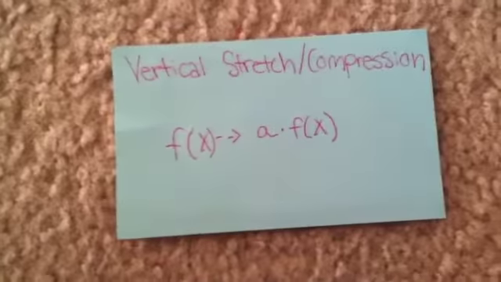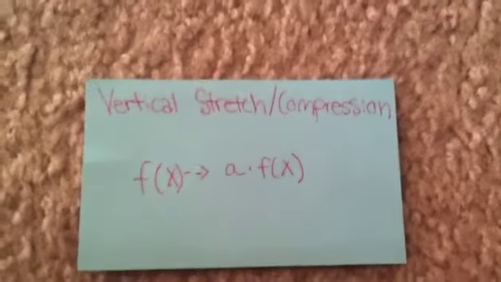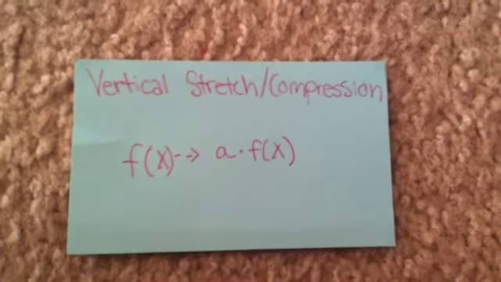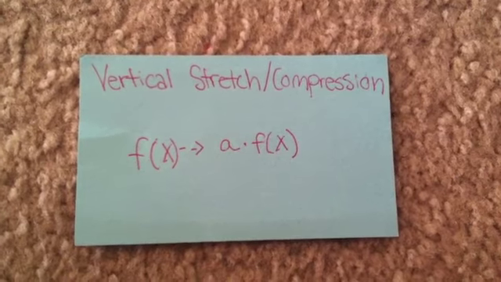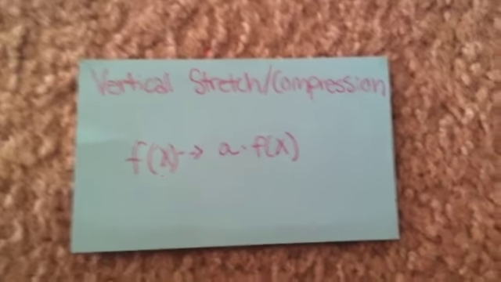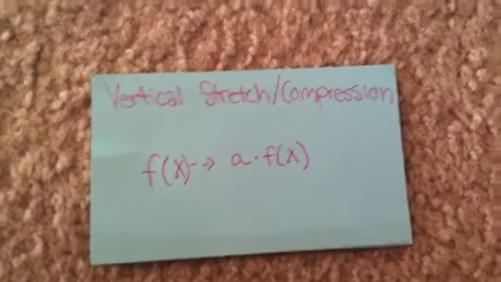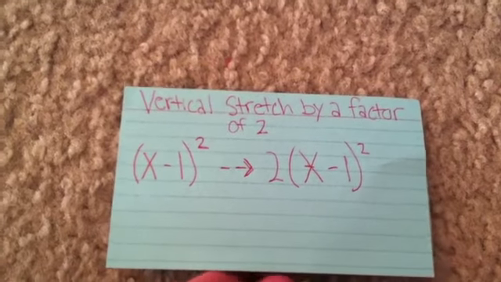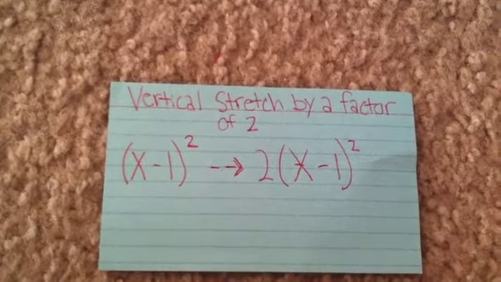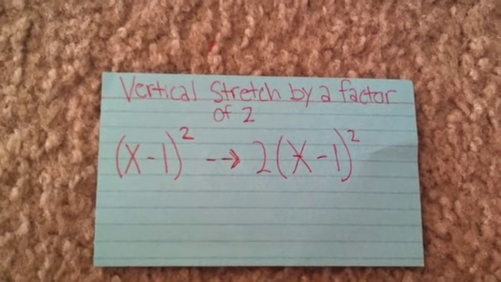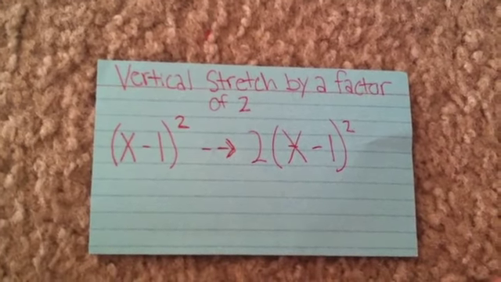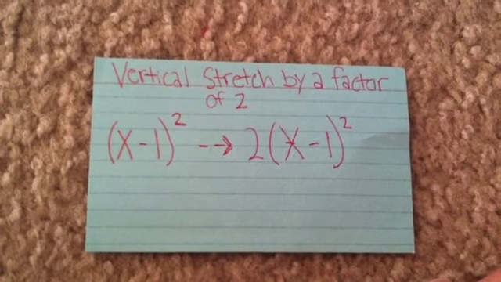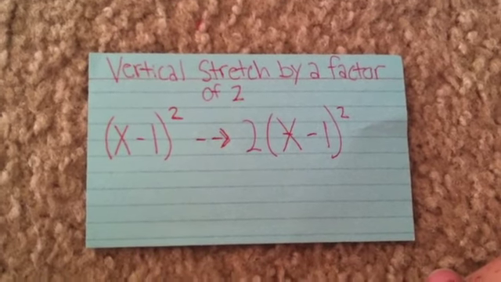Okay, so for our vertical stretches/compressions, it's a mouthful right there, we are multiplying a times f of x, and a is our factor by which we're stretching or compressing it. So if we have x minus 1 squared, and we vertically stretch that by a factor of 2, we're just going to multiply 2 by x minus 1 squared.